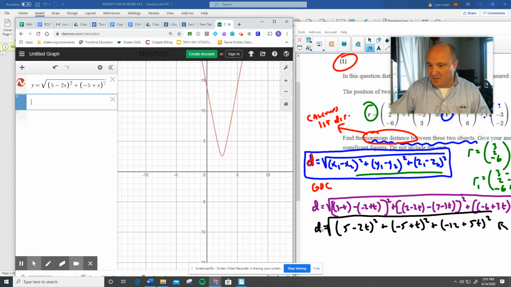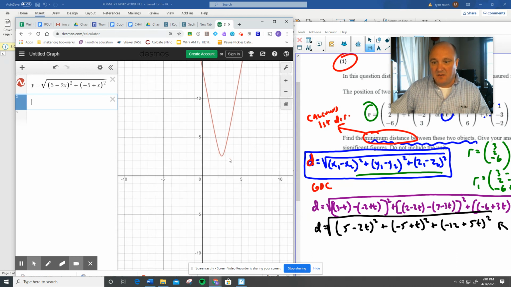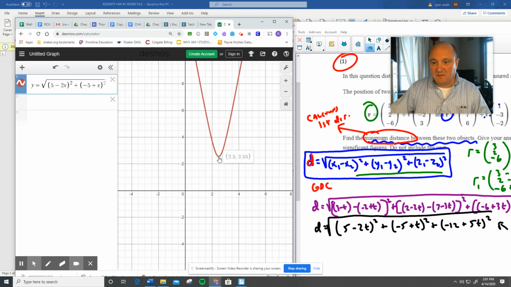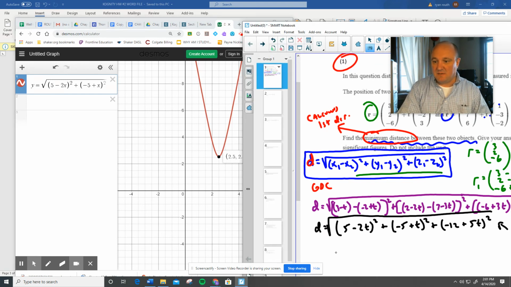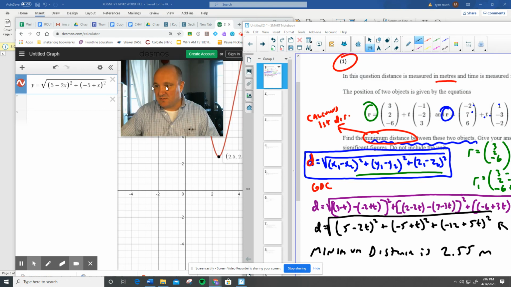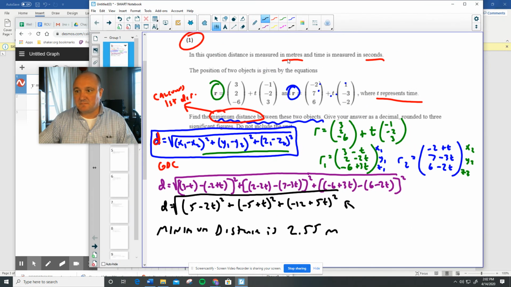Distance is definitely going to be the y variable. It's out in front, just like y is out in front in our Desmos equation, and D is out in front in our equation. So I'm looking for the minimum distance, which is the y value. And I can see here by just clicking on the point in Desmos that the minimum distance is 2.55 meters.